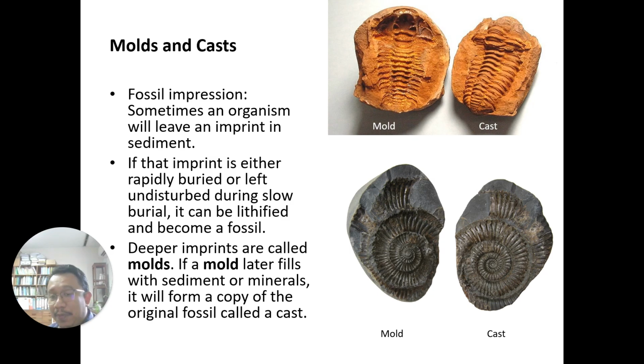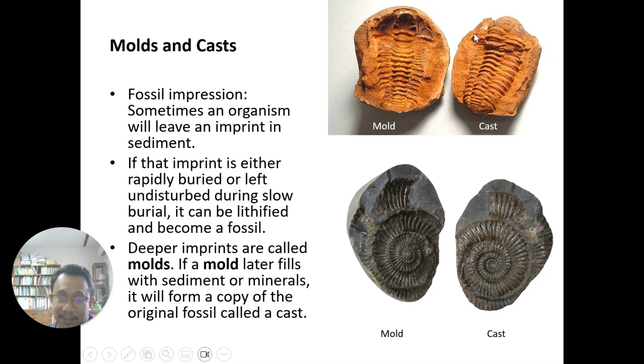If that imprint is either rapidly buried or left undisturbed during slow burial, it can be lithified and become a fossil. So how does it happen? Let's say you have this shelly animal, in this case a trilobite. It falls down onto soft substrate, into mud. It's buried by more mud, and you get that surface imprint of that organism. And then the original skeleton is dissolved, destroyed. You're just left with an empty space. But then sediment can infill the empty space.